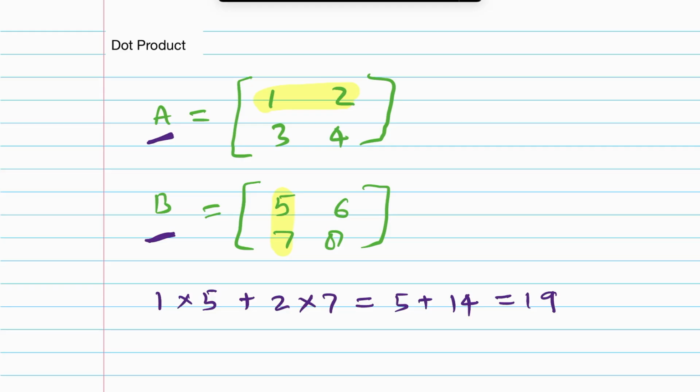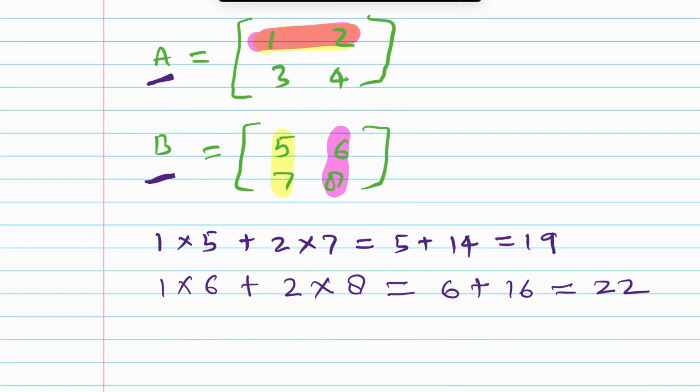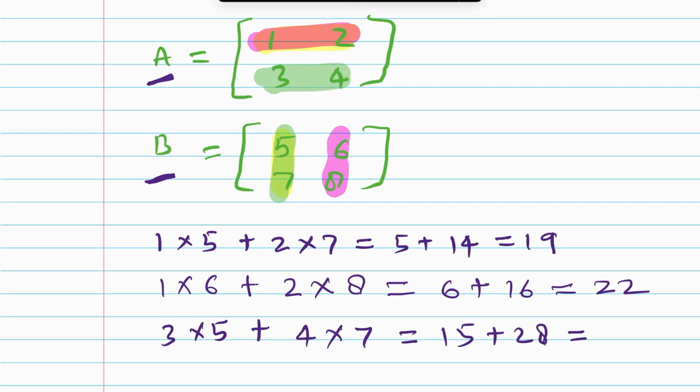Now calculate the second element. First row of A is 1, 2. Second column of B is 6, 8. Now the second element will become 22. Let's calculate the third element. Second row of A is 3, 4. First column of B is 5, 7. Now the third element will be 43.